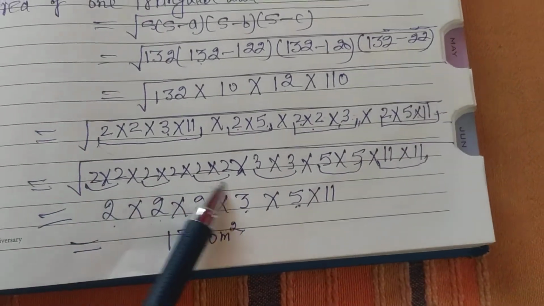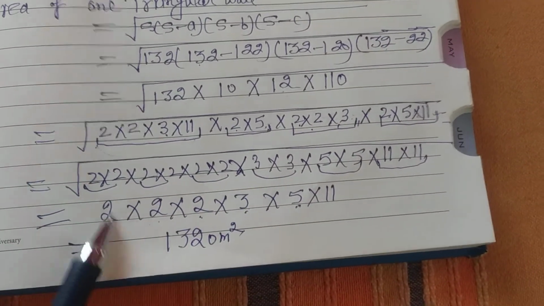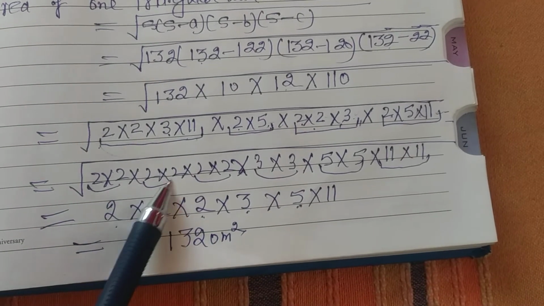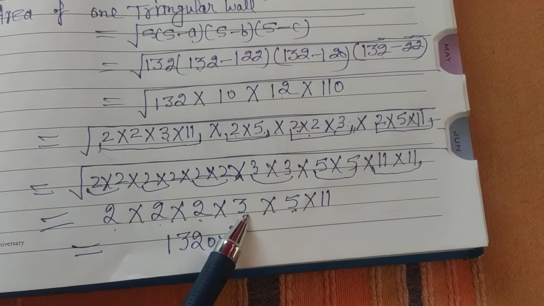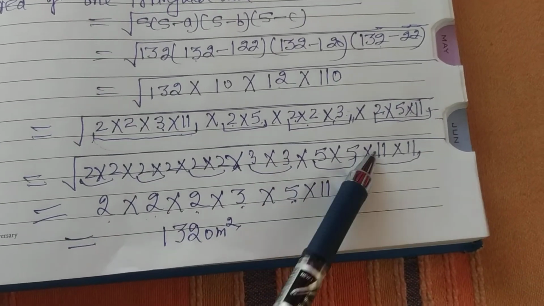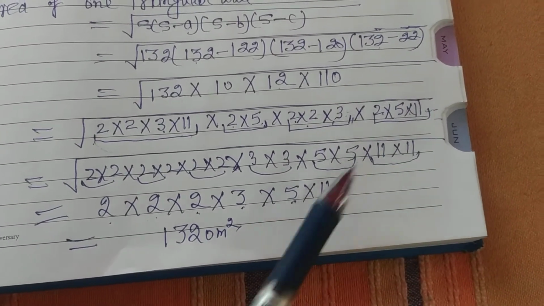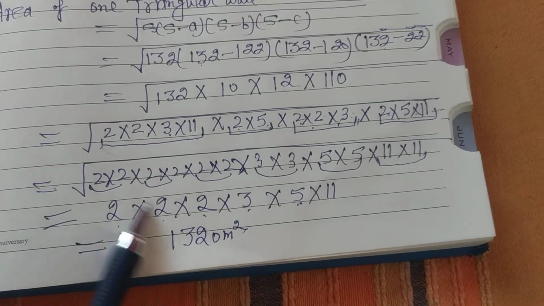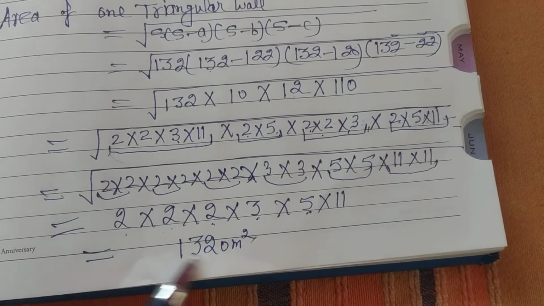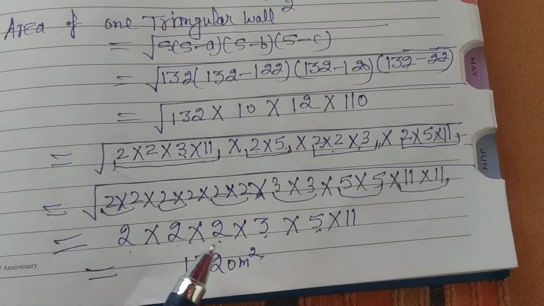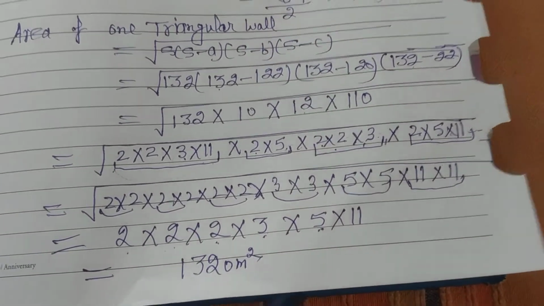From each pair we will take one digit outside the root. So from each pair of 2, one 2 will come out, from the pair of 3, 3 will come out, from the pair of 5, 5 will come out, then there is a pair of 11, so from this pair 11 will come out. When we multiply, the answer is 1320 meters square. This is the area of one triangular wall, and the company is hiring one of its walls.